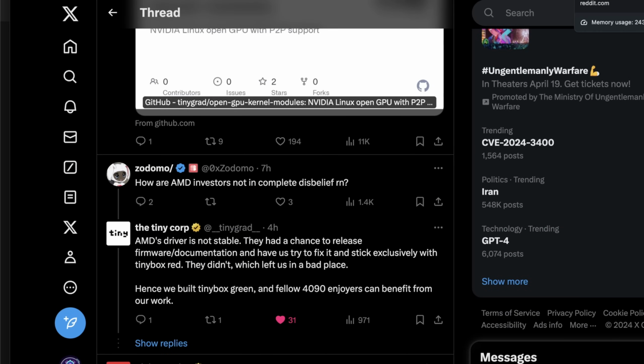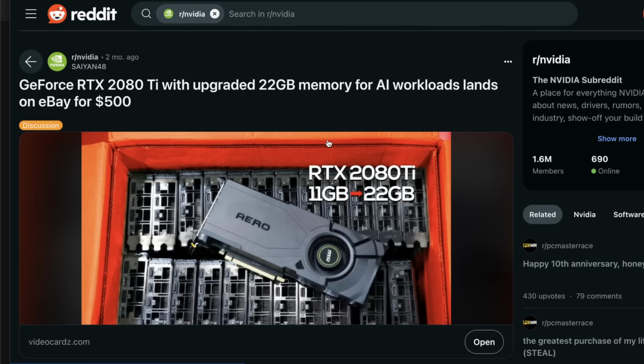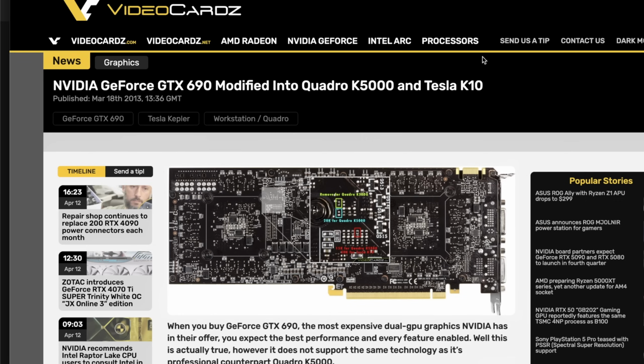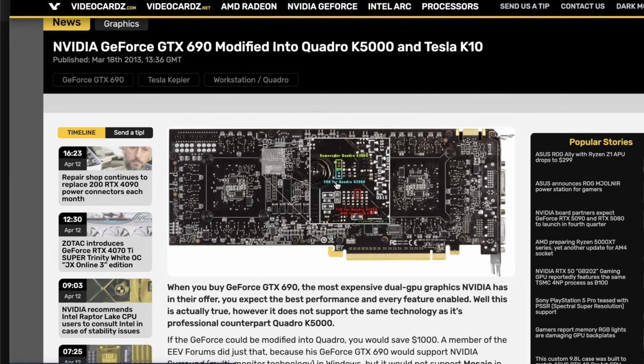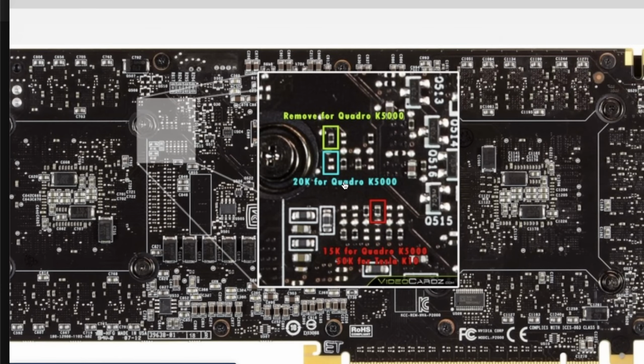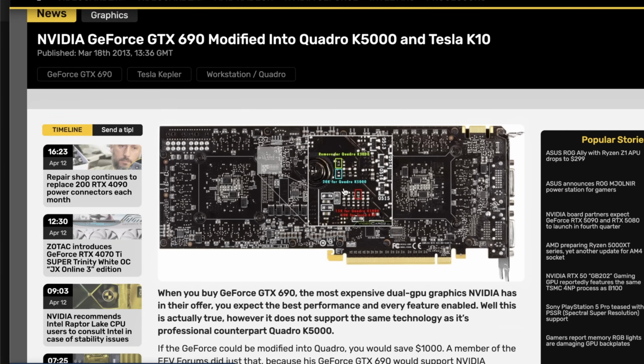I'm gonna tease a video real quick of something that I'm reviewing and that I'm actually gonna try on my own, which is a physical hardware mod to up the RAM to 22 gigs in a 2080 Ti, which is kind of cool. And then also what this reminded me the most of was when someone figured out in 2013 that you could actually change resistor values up on the back of a GTX 690, which actually had two GPUs, and you could actually trick the official NVIDIA driver into thinking it was actually a Quadro K5000 and a Tesla K10, which at the time were GPUs that cost over $3,000 to $4,000 each.